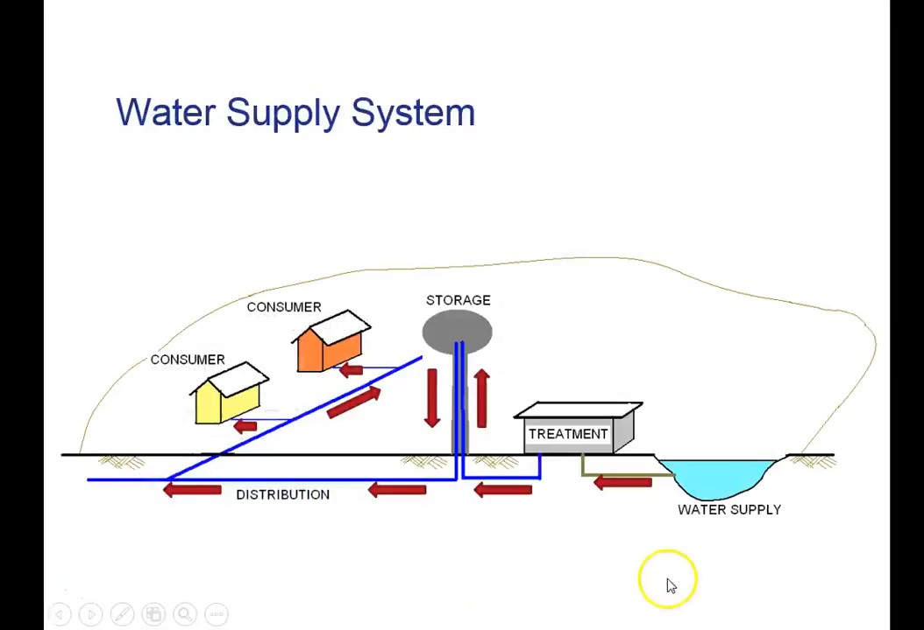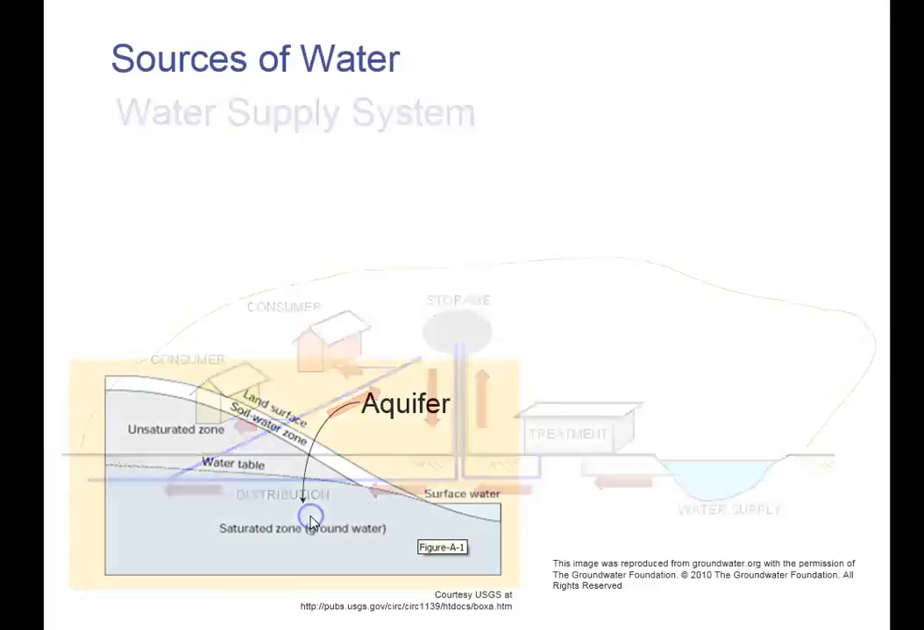Water supplies could be from a lake or, for instance, an aquifer like Austin uses. It comes into a treatment plant. It's stored in a water tower like we have to the east side of the school, over there by the student parking lot, and then from there it's distributed out.